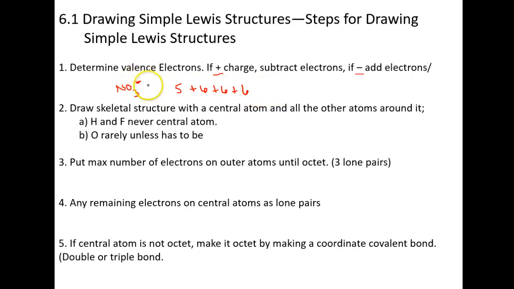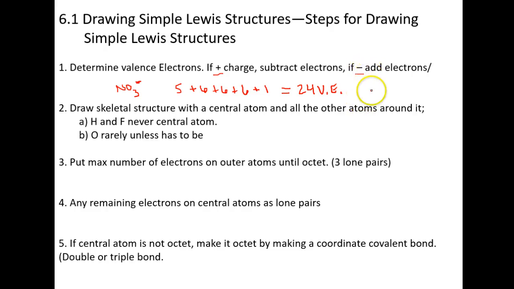And since I have a -1 charge, I'm going to add 1. All right, remember, negative means you're adding electrons, positive means you subtract. So when I add all these up, I get 24 valence electrons. This is how you do it for every molecule. Okay, so 5 plus 6 plus 6 plus 6 plus 1 equals 24.